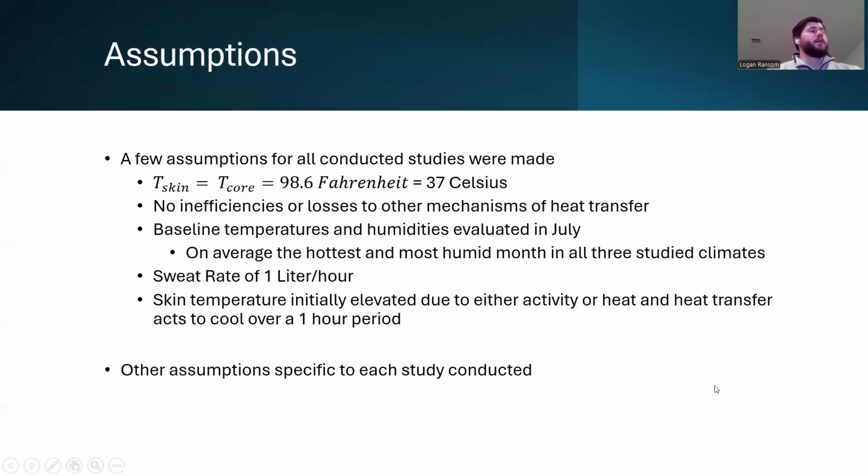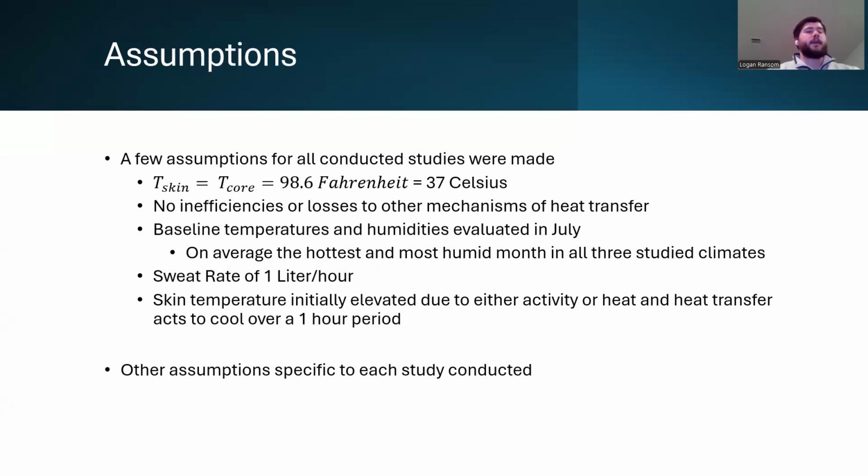So a few assumptions were applied to all the studies conducted. The first being that core basal body temperature was approximately equal to the skin temperature. This was done under the assumption that skin temperature would be initially elevated beyond its normal temperature, either due to activity or being outside in elevated temperatures, and left to cool for a 1 hour period of integration of the mathematical model through the presented four modes of heat transfer.